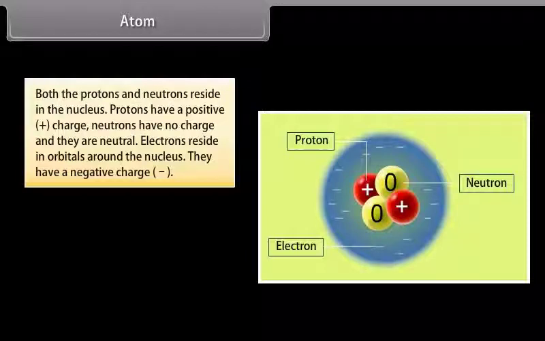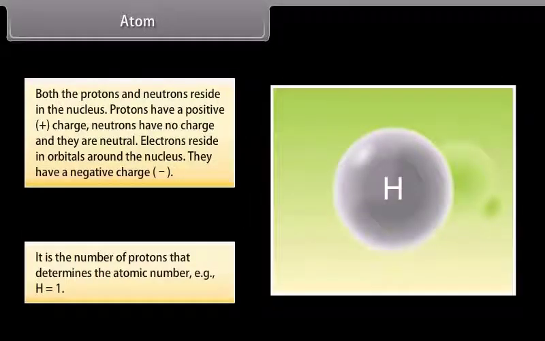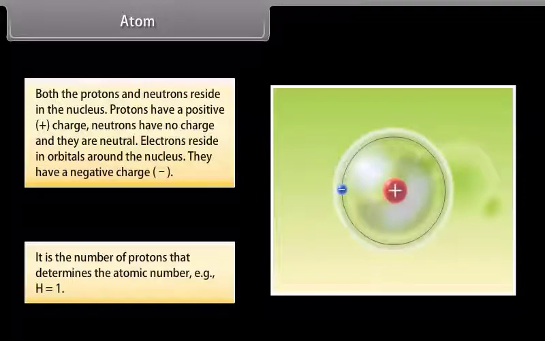Protons have a positive charge, neutrons have no charge and they are neutral. Electrons reside in orbitals around the nucleus. They have a negative charge. It is the number of protons that determines the atomic number, that is, H is equal to 1.